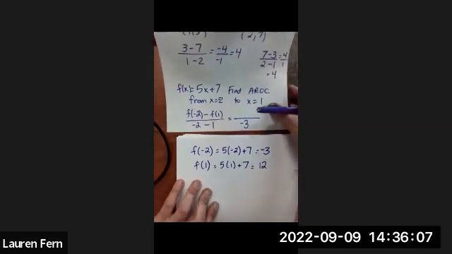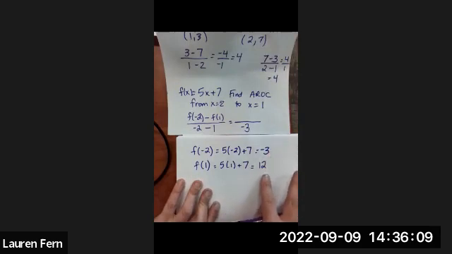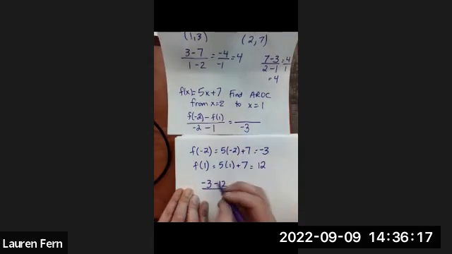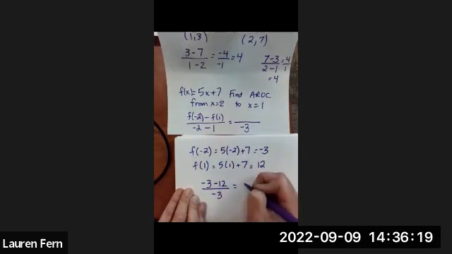Now I can go back and do this. I just need to be sure I keep my order correct. So I'm starting with my function value at negative 2. That's negative 3 minus 12 over that negative 3. So what do we get? We get negative 15 over negative 3 or 5.